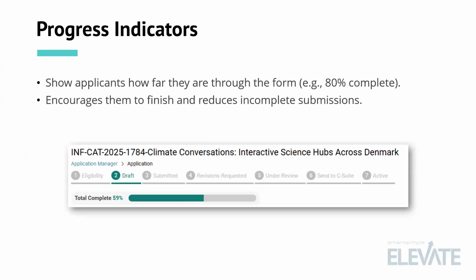Progress indicators. So progress indicators, those little bars that you see here, or percentages, are surprisingly effective. Truly, they are. They show applicants how far they have come and how much is left. It's a small psychological nudge that helps reduce the abandonment and incomplete forms that, again, are going to clutter your system, forms that just stay in draft, by saying, okay, I only have 40% to go, or I'm halfway done.